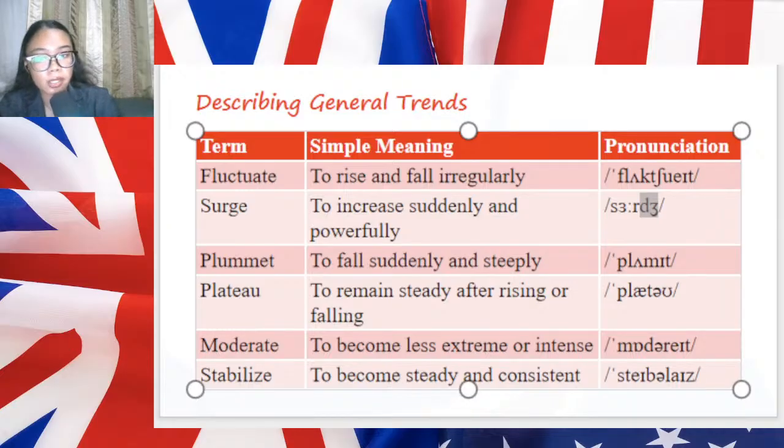It suggests a move towards a more controlled or gradual change. That's moderate. Of course, you can use moderate when a very sharp increase or decrease starts to slow down, just like I've mentioned earlier. For example, in a sentence we can say, after a steep rise, the rate of unemployment began to moderate. Something like that. Okay? All right.